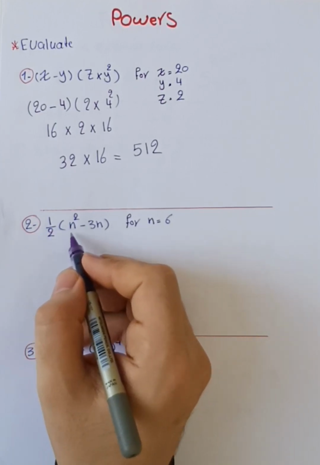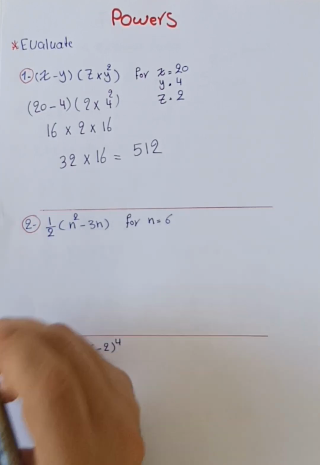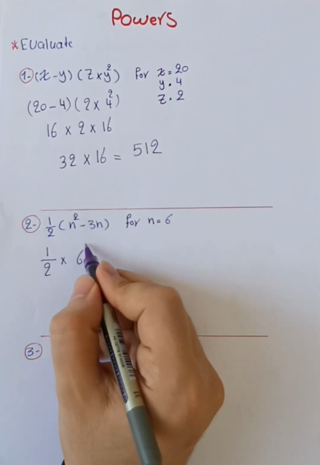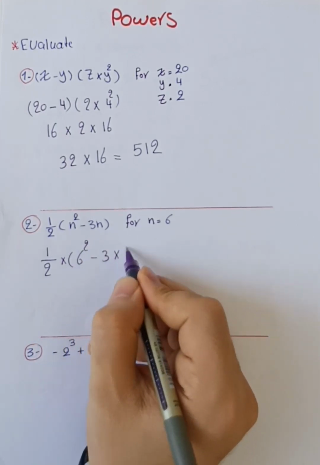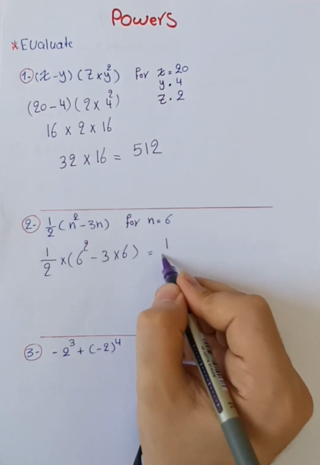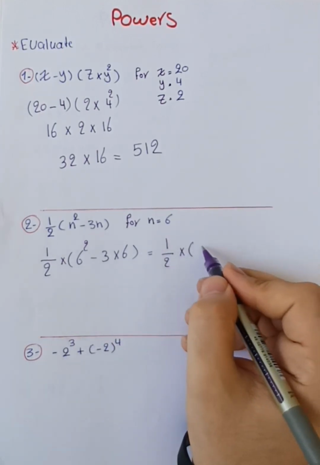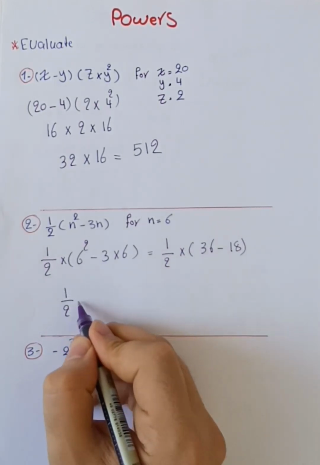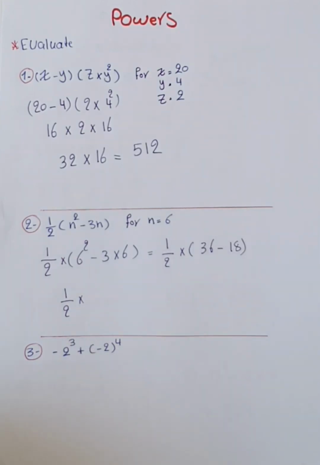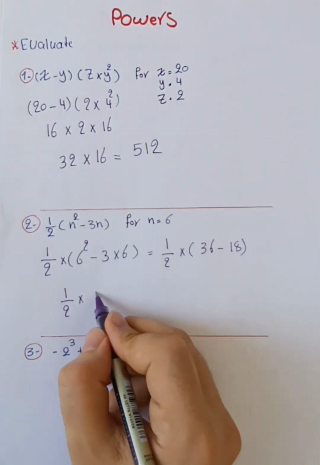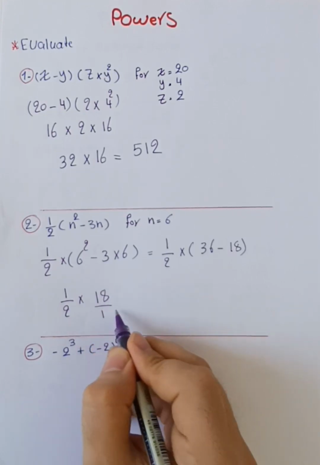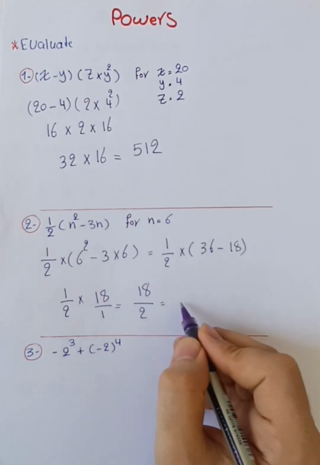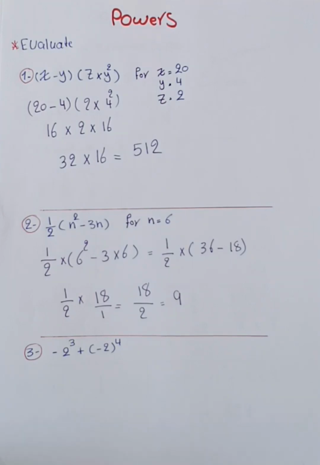Example number 2, we have 1 out of 2 multiplied by n squared minus 3n, n is 6. So we have 1 out of 2 multiplied by 6 squared minus 3 times 6. 6 squared is 36, minus 3 times 6 is 18. And then we have 1 out of 2 multiplied by 36 minus 18, equal to 18. And then we have to change this whole number to a fraction and then multiply. 1 times 18 is 18. 2 times 1 is 2. 18 divided by 2 is 9. The value for this expression is 9.